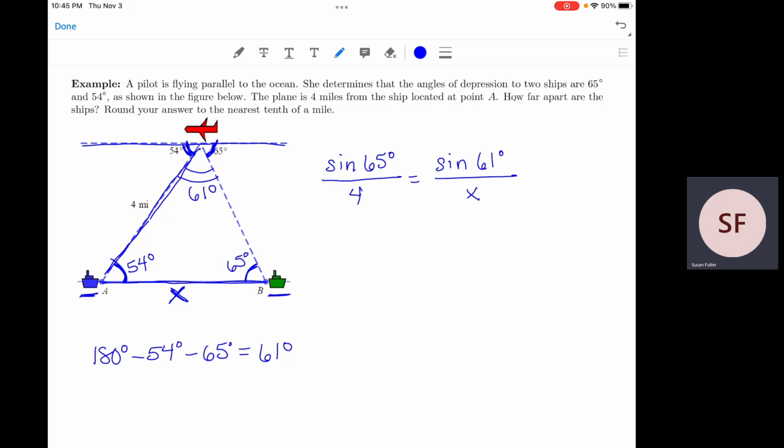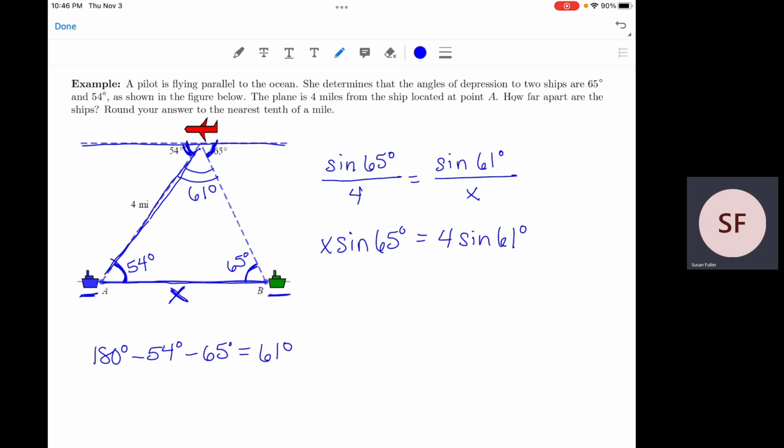And now we can just go ahead and solve this. You can cross multiply here, or you can multiply both sides by your least common denominator of 4x. Either way you go, when you do that, you're going to get x times the sine of 65 degrees is equal to 4 times the sine of 61 degrees.